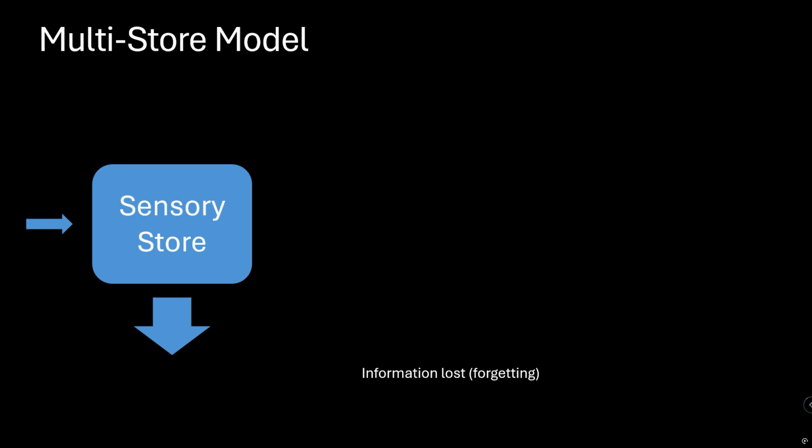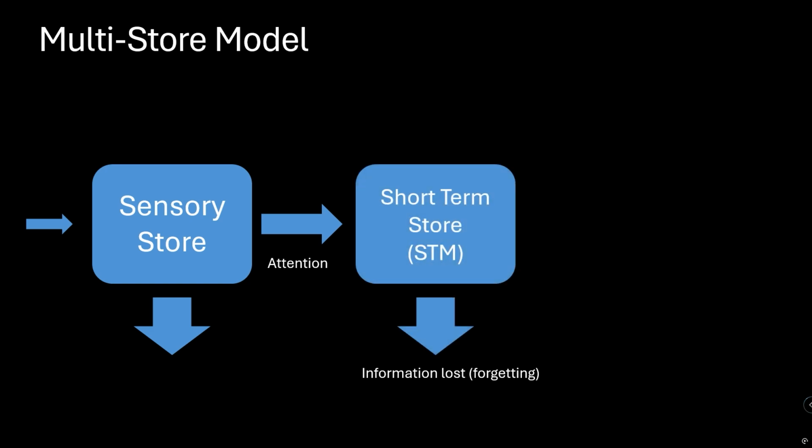So to start off with, we have our sensory store, which is what we take in with our senses, so we have that sensory input. We touch something, we see something, we smell something, we taste something. If we pay attention to this, so we're focusing on it, then it potentially gets put through to our short-term store, our short-term memory storage, our STM. Now, if we don't pay attention to this, then that information is lost through the process of forgetting.